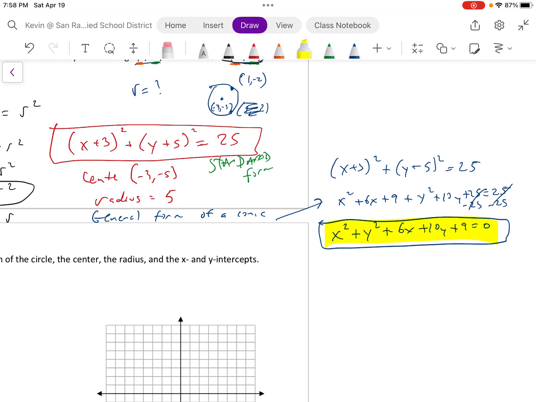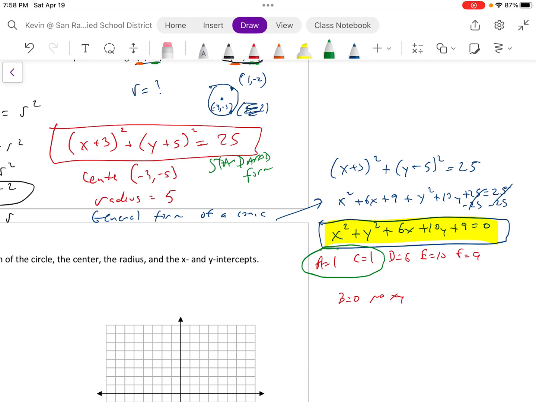Now, the question I asked in class is, if you were given this and asked what kind of conic this is, how would we know that this is a circle, that it is not a parabola, not a hyperbola, not an ellipse? How do we know it's a circle? The answer is based on the coefficients. In this case, A equals 1, B equals 0, because there's no xy term. C equals 1, D equals 6, E equals 10, and F equals 9.